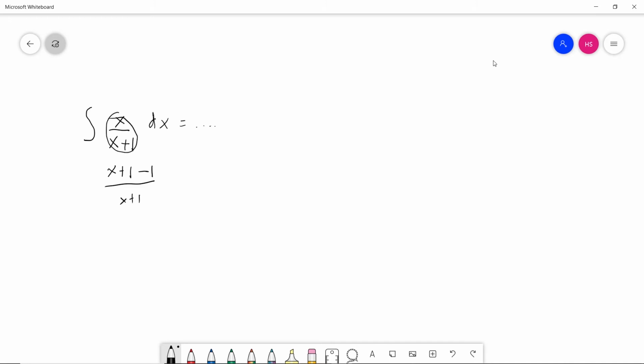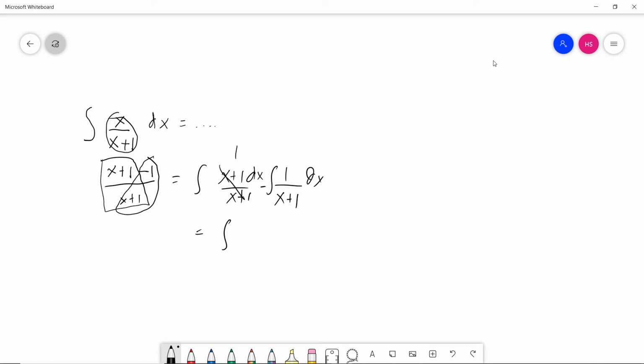So we separate this into this and then this. Okay, it becomes the integral of x plus 1 per x plus 1 minus 1 per x plus 1. So we can integrate each part. This becomes 1 integral dx minus the integral of 1 per x plus 1 dx. So it becomes x minus ln of x plus 1 plus c.